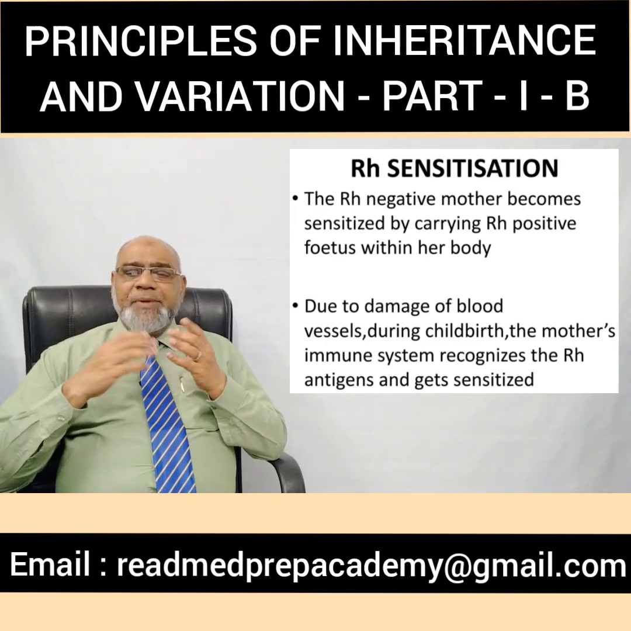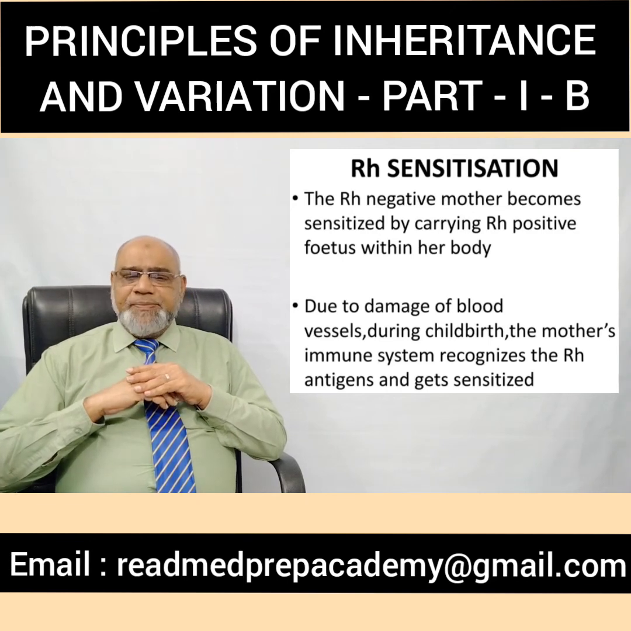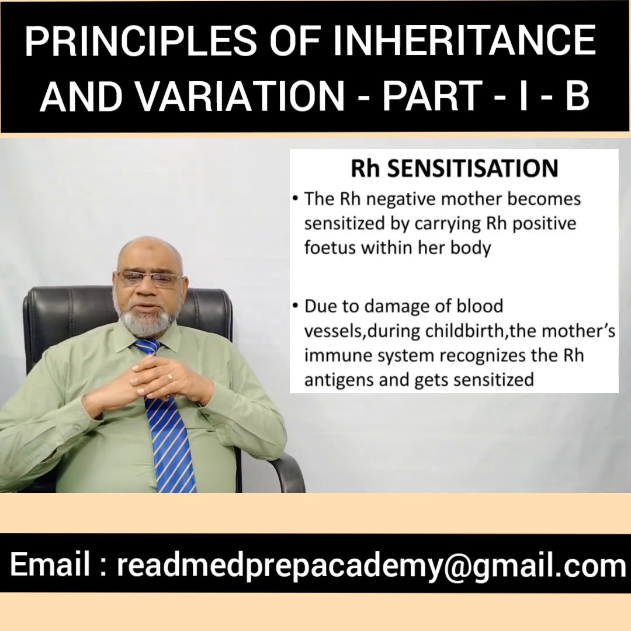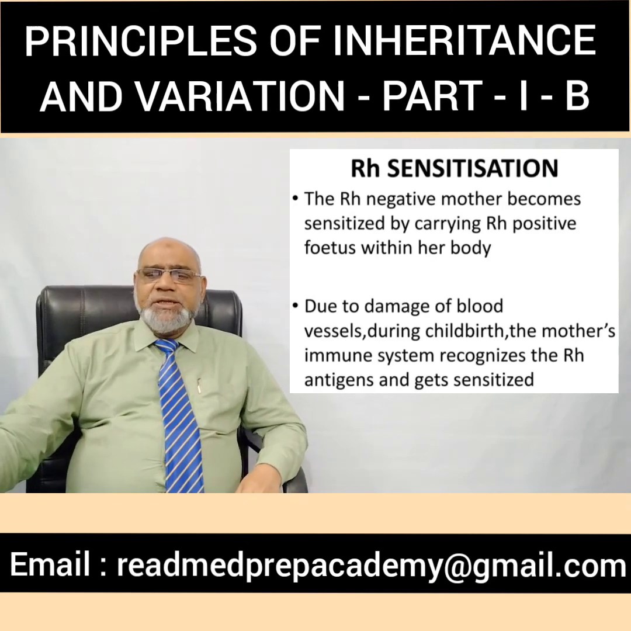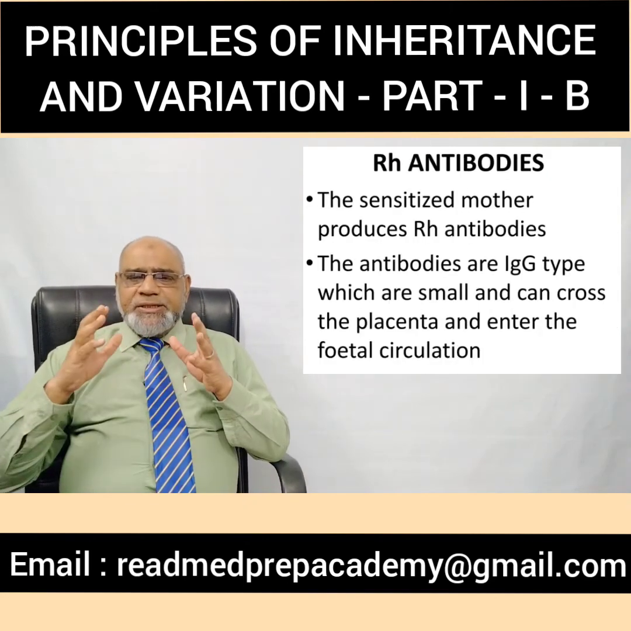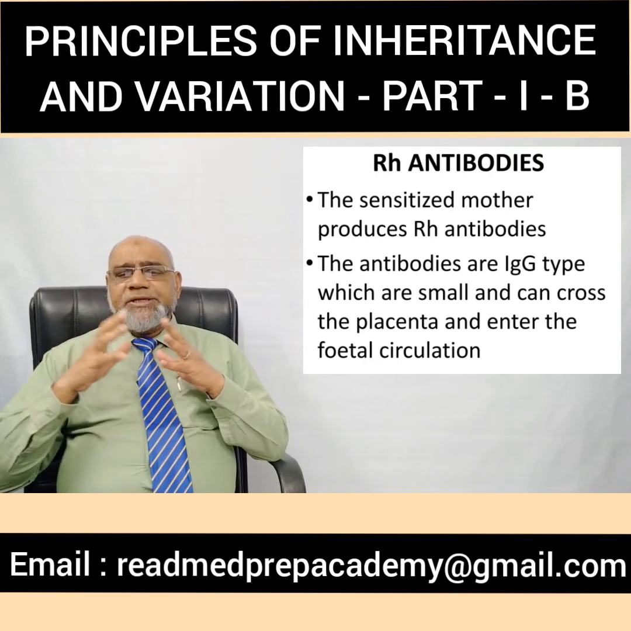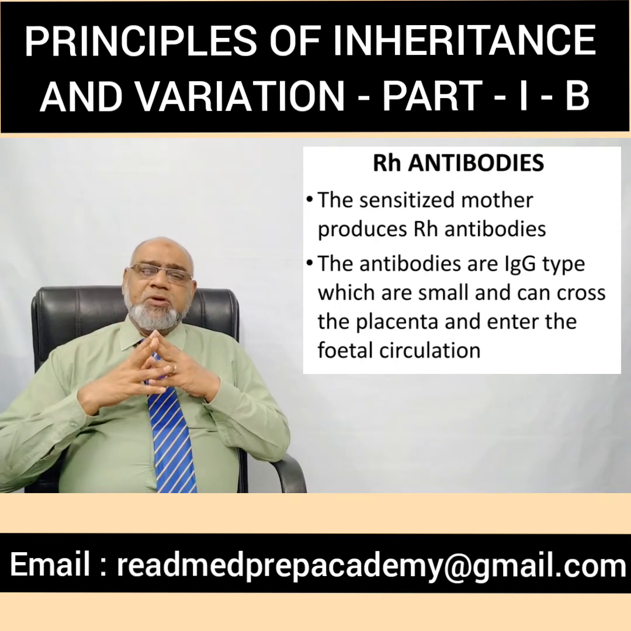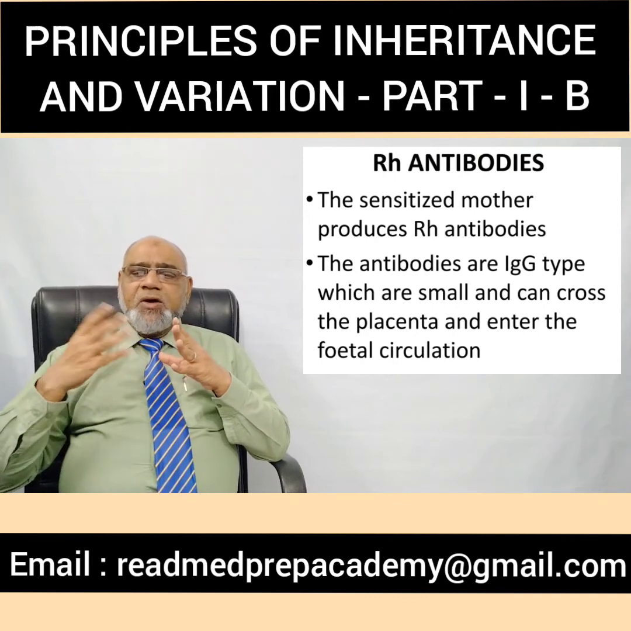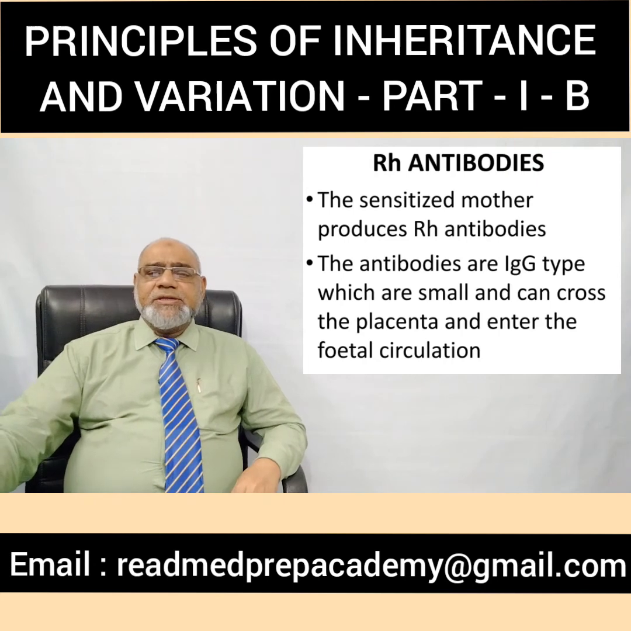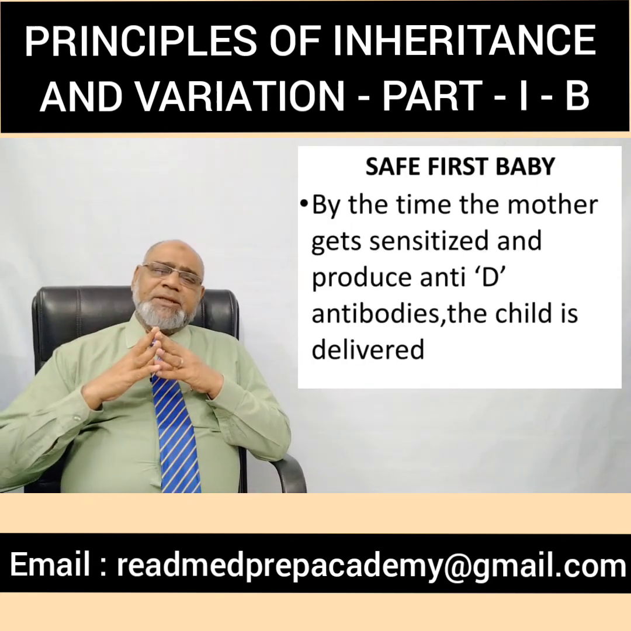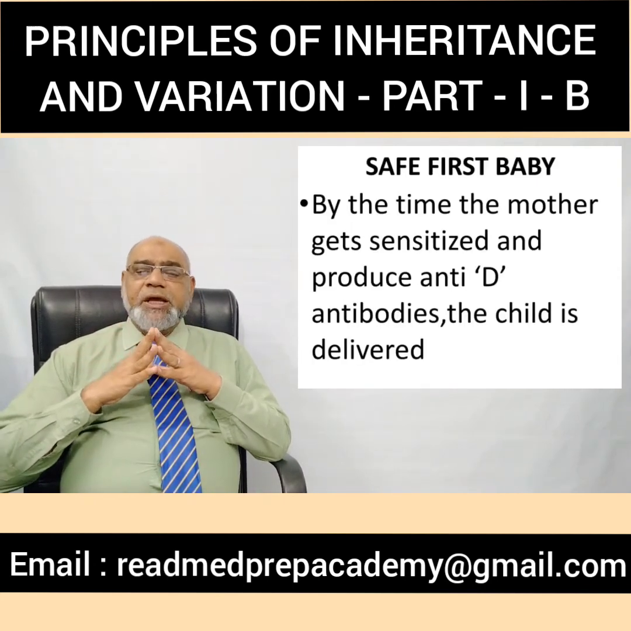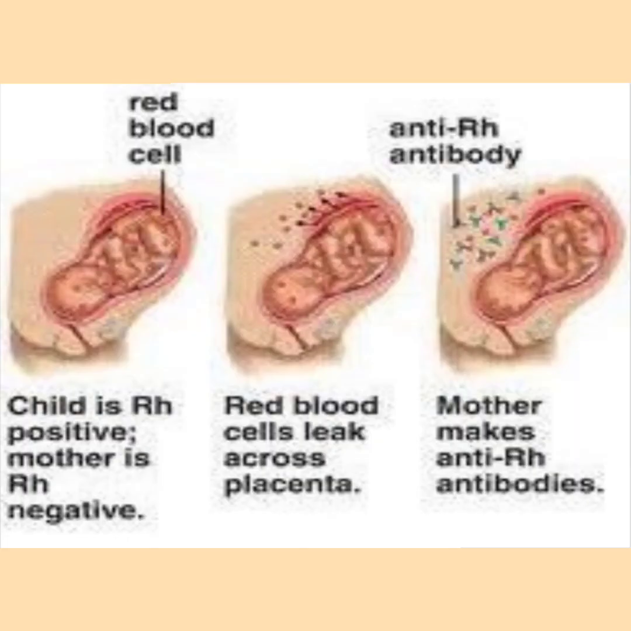How? By the damage of the blood vessels during childbirth, or because of the mother's immune system that recognizes the Rh antigens and gets sensitized. The sensitized mother produces Rh antibodies. The antibodies are IgG type, which are small and can cross the placenta and enter the fetal circulation. But by the time the mother develops the antibodies, the child is delivered. So the anti-D antibodies remain in the plasma.